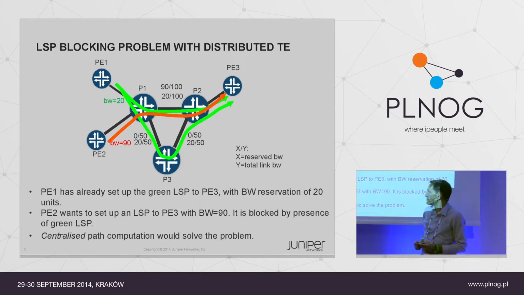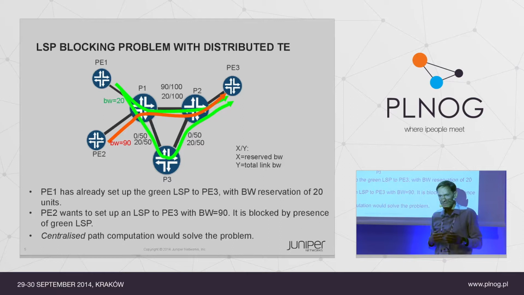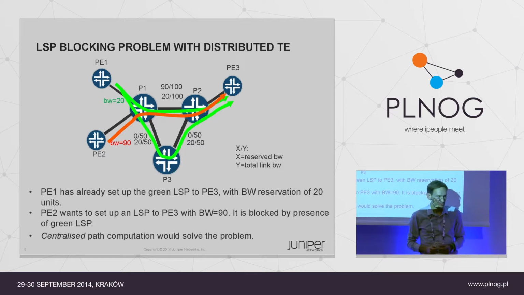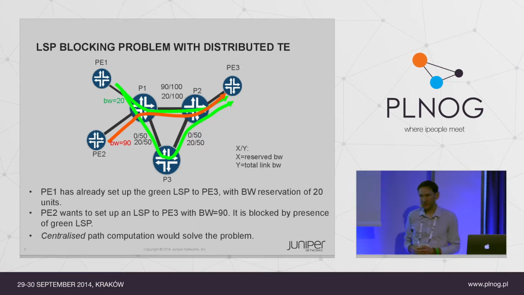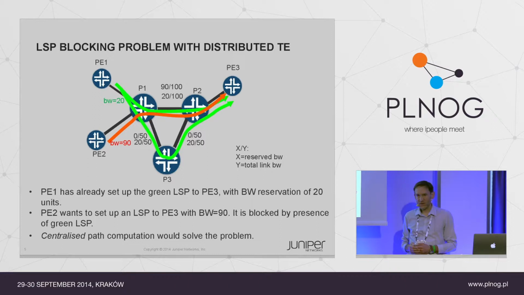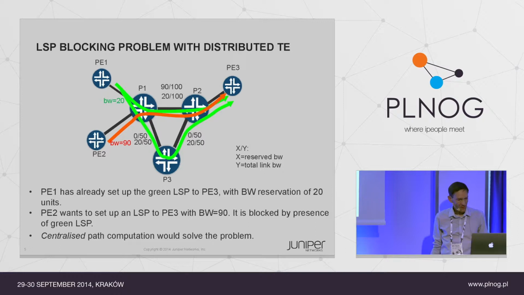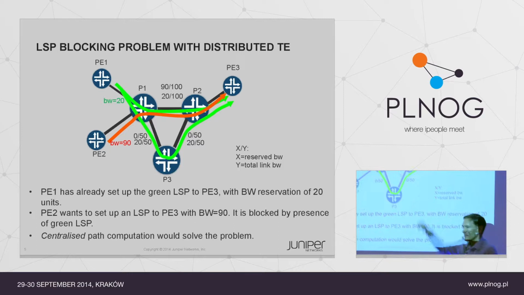There's nothing that PE2 can do to tell PE1 of the problem because there isn't a communications mechanism between the routers with respect to traffic engineering. Now, of course, if you have a centralized controller, then it has knowledge of both of those demands, and so it can take both of those demands into account and do the optimum path computation. And so, of course, in this simple example, the centralized controller would put the 20-unit LSP going around like this in order to accommodate the 90-unit LSP going across the top like this.